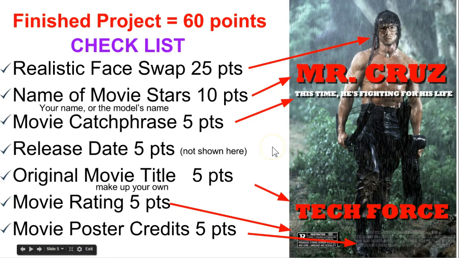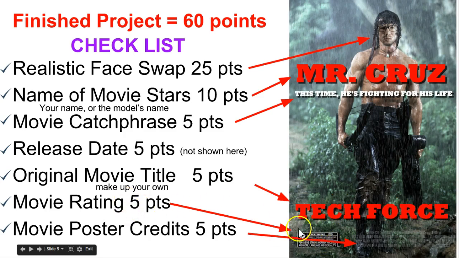So here's your checklist for the project. A realistic face swap is worth 25 points. The name of the movie star is going to be your name. That's worth 10 points with a drop shadow on it. A movie catchphrase, that's worth 5 points. The release date of the movie is not shown here, but most movie posters have a release date. An original movie title, that's worth 5 points.